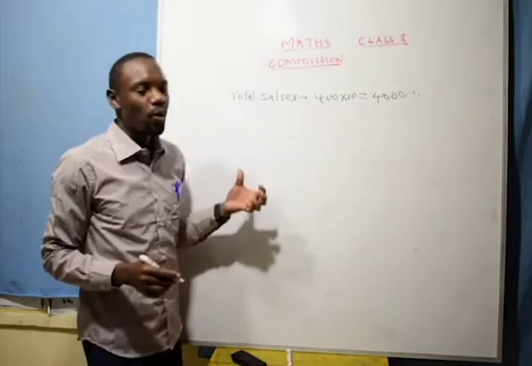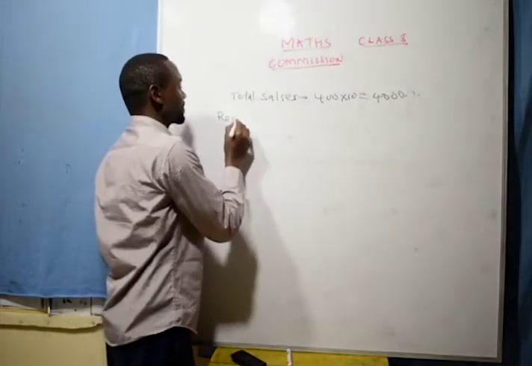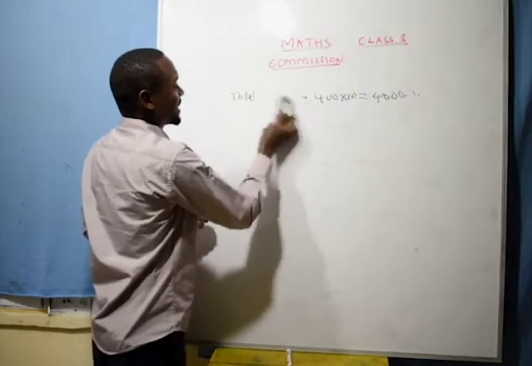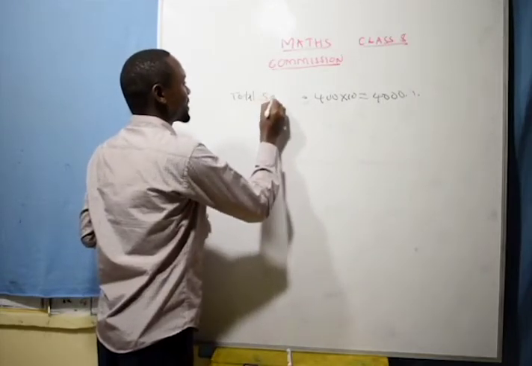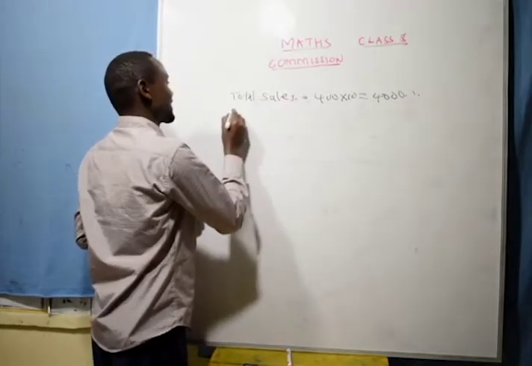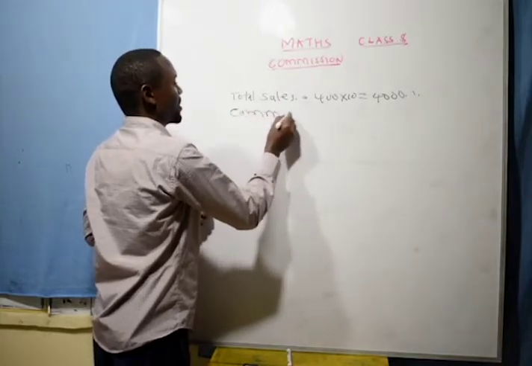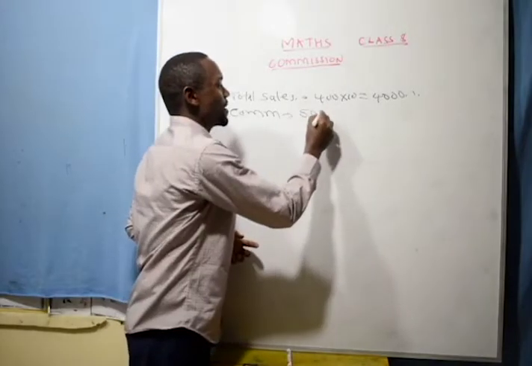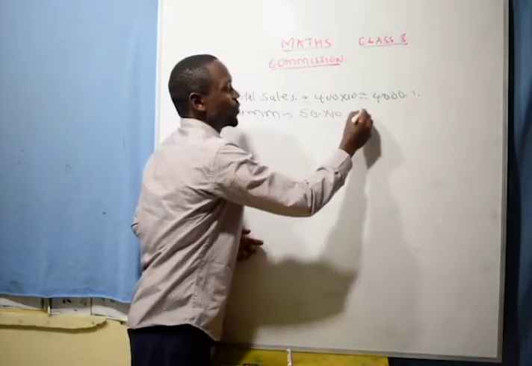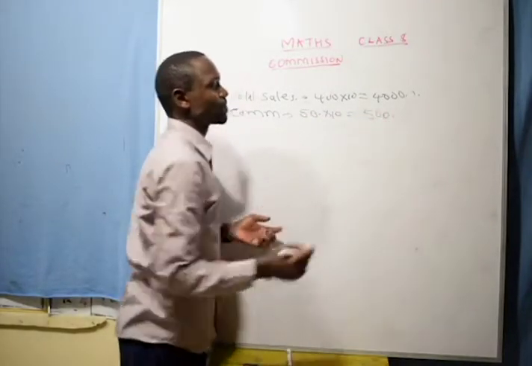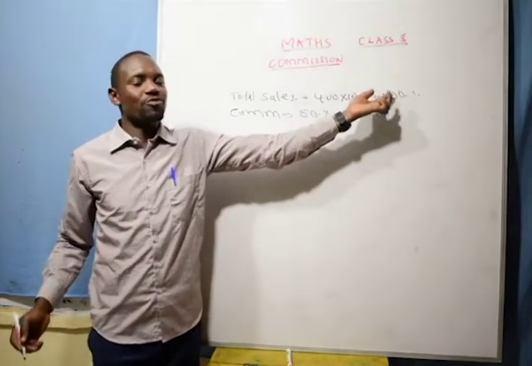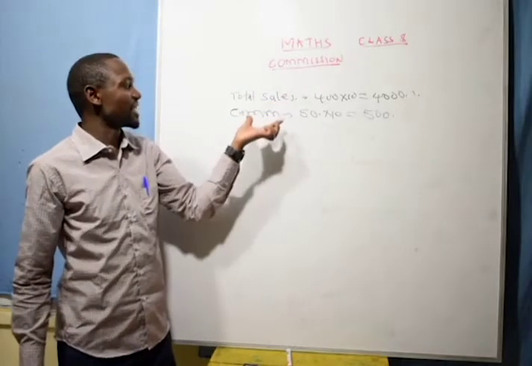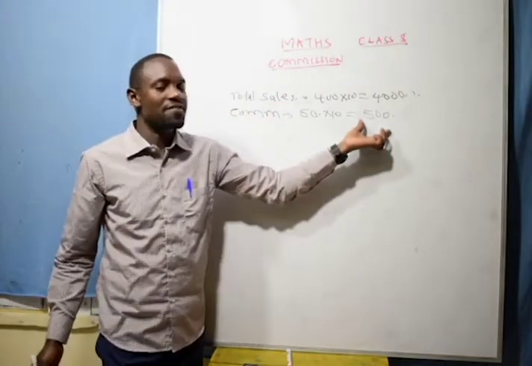And in every book, you are receiving a commission of 50 shillings. So the total commission here will be 50 times 10 books, which is 500 shillings. So the total amount of money you sell is 4,000 shillings. That is the total sales. Then you have the commission, that is 500.